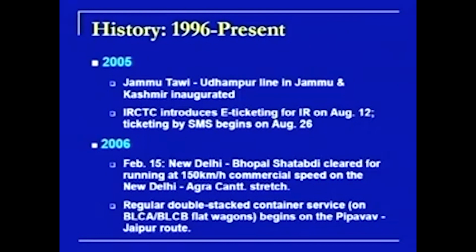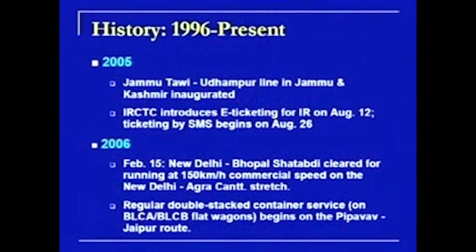In 2005, this is another area where there has been a demand: the Jammu Tawi and Udhampur line section. Because this section reaches towards Udhampur, it has strategic importance, and that is why there was a demand for this sort of construction, which was not taken up previously. In 2005, the Jammu Tawi Udhampur line in Jammu and Kashmir was inaugurated. IRCTC also introduced the e-ticketing system for Indian Railways, and ticketing by SMS also began in 2005.